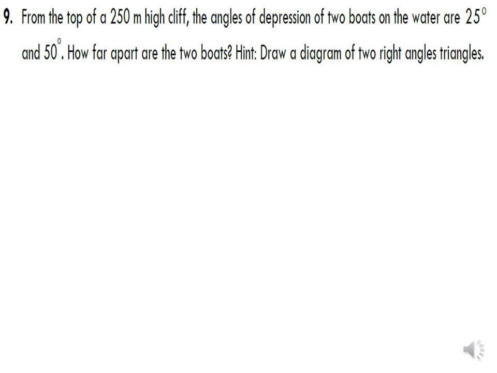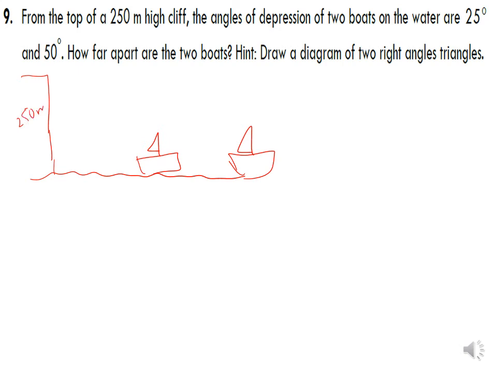So this one's a tough one to draw. Cliff, some water, one boat, and a second boat, and the cliff is 250 meters high, and they're looking down at both boats. We can assume that the cliff, unless otherwise told, is 90 with the water. So we basically got two triangles going on there. I'm going to color code them.